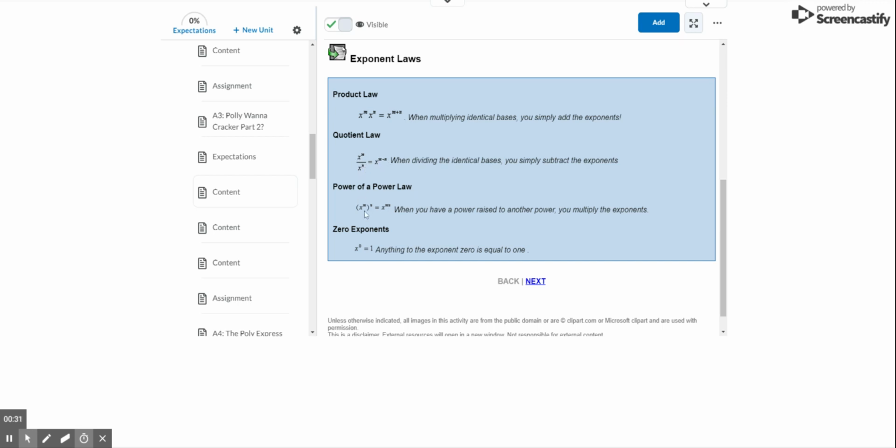Your power over power law: if you have a power here, x to the m, and you raise all of that to another power, you multiply the exponents. And anything to the zero power is equal to 1, or anything to the zero exponent equals 1. Now, these are the laws we're going to apply for the rest of this lesson.